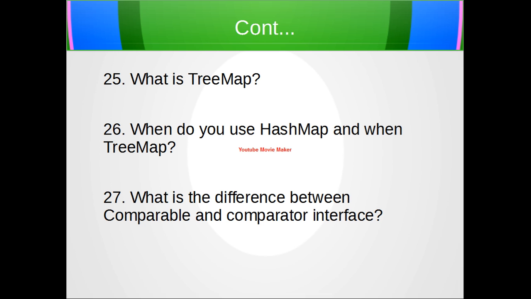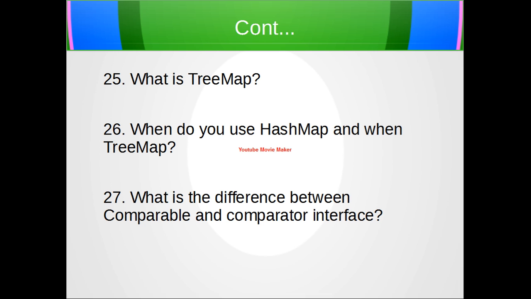So what is a tree map? Tree map implements the sorted map interface, which extends the map interface. In a tree map, the data will be sorted in ascending order of keys according to the natural order of the key's class or by the comparator provided at creation time. Tree map is based on the red black tree data structure.